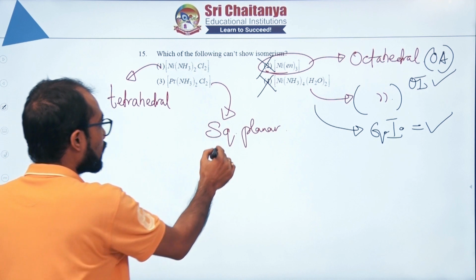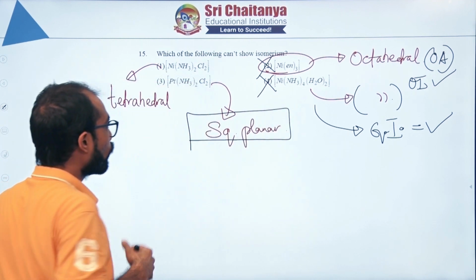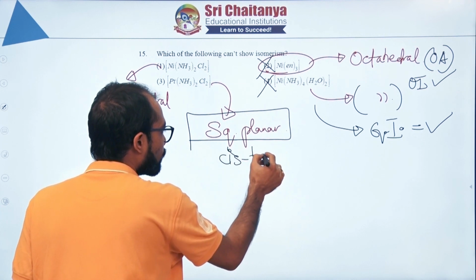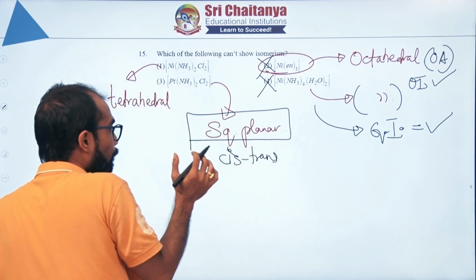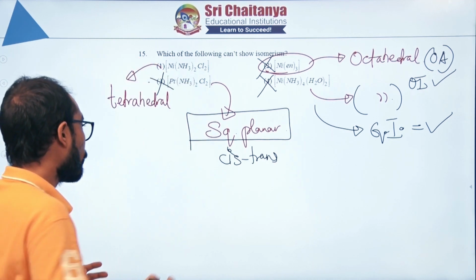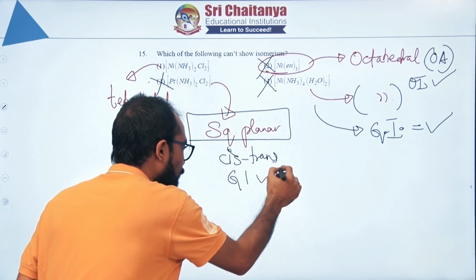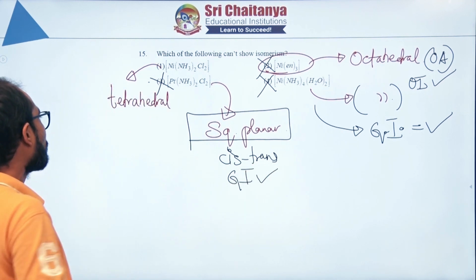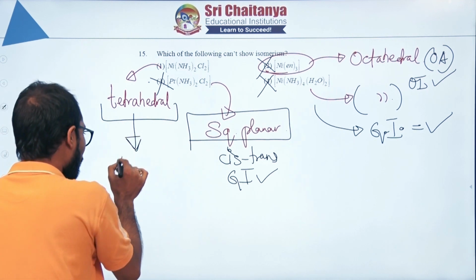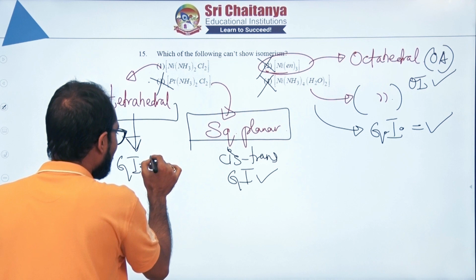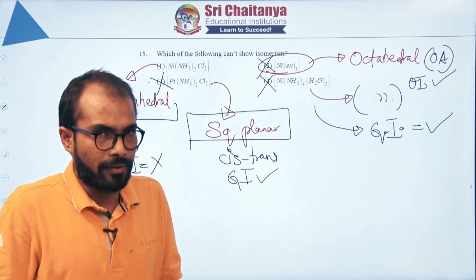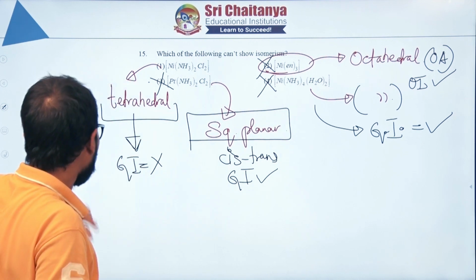Now when you go for this square planar one, you can always have cis-trans with this particular formula, so again it is showing geometrical isomerism. So this is also not my option. Now I am left with only one option, and that is my tetrahedral. Here in tetrahedral, it cannot show geometrical isomerism. Why? Because there is no relative change you can make. All the angles are perfectly 109.28, right?